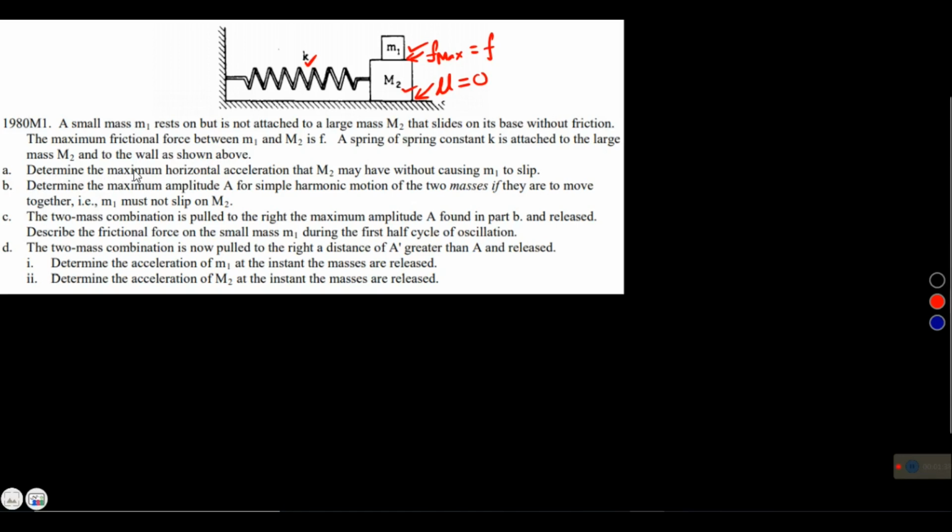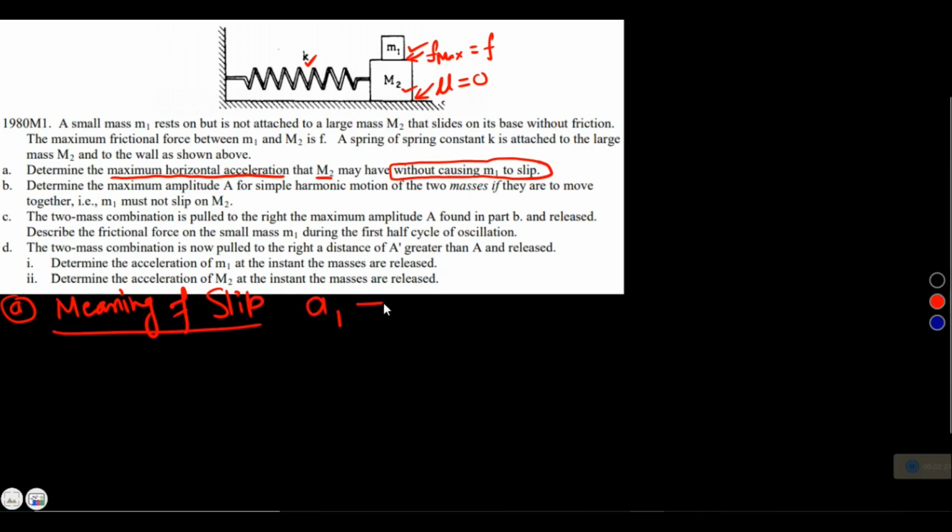So the first question is to determine the maximum horizontal acceleration. We have to find the maximum horizontal acceleration that m2 may have without causing m1 to slip, right? So what will be the maximum acceleration of m2? See, the meaning of slip, right friend? What do you mean by slip? Slip means the accelerations of both the objects will not be equal, right?